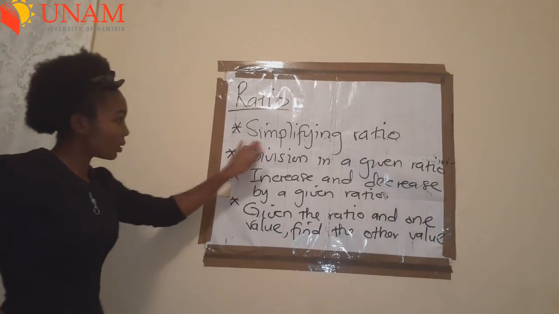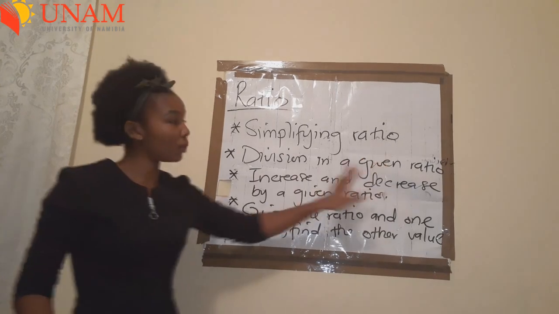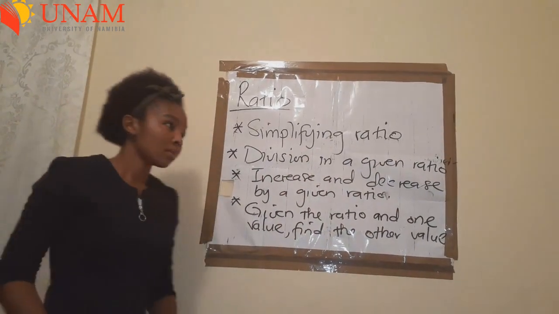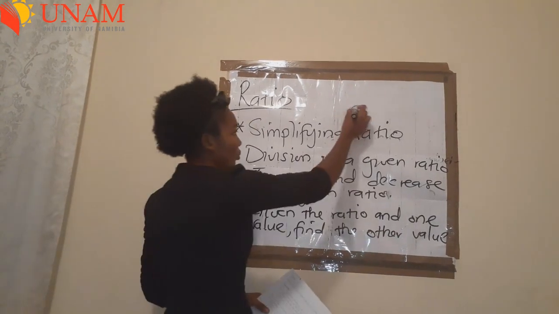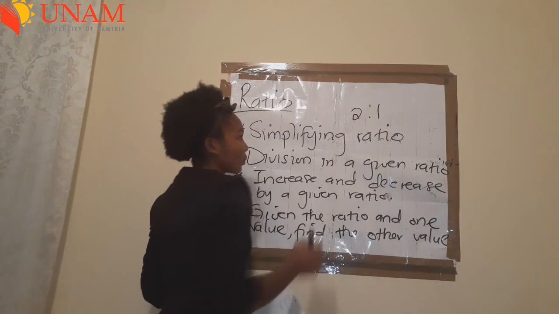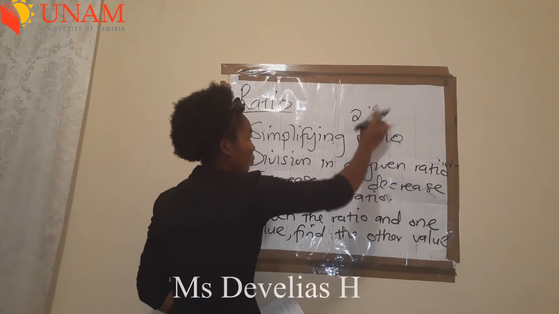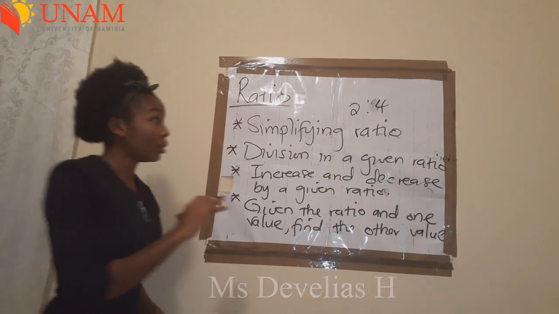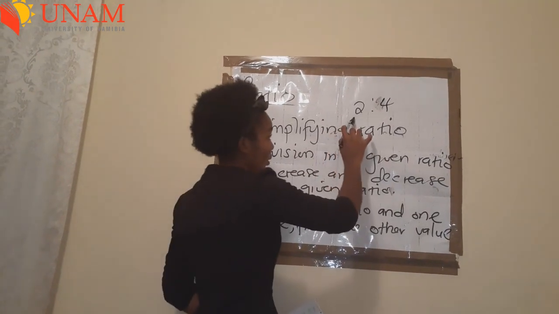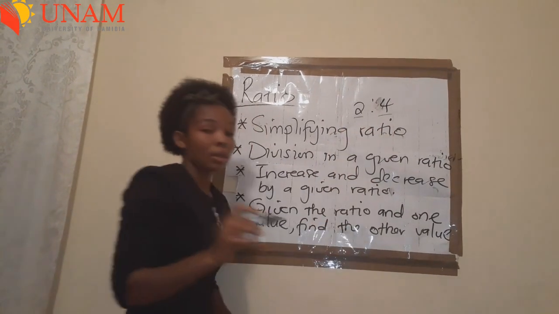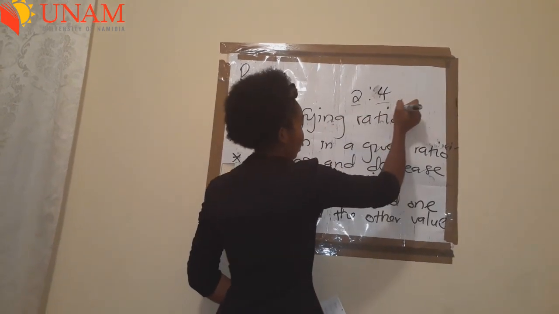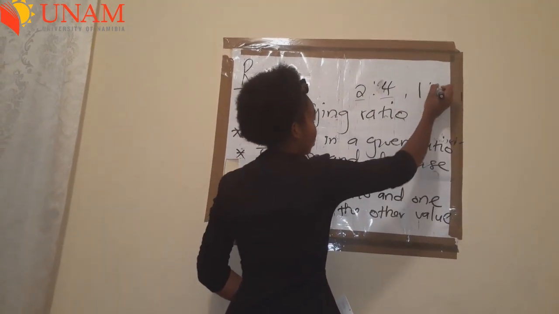The first one is simplifying ratio. Simplifying ratio is just to write the ratio in its simplest form. For example, if you have 2 to 4, that one is not in the simplest form. You can see that between 2 and 4, there is still a highest common factor, which is 2. So in simplest form, you write 1 to 2.